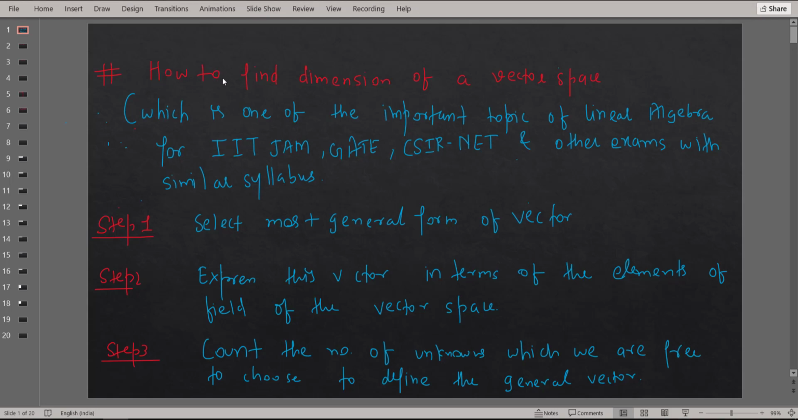Today we are going to discuss how to find the dimension of a vector space, which is one of the important topics of linear algebra for IIT JAM, GATE, CSIR NET and other exams with similar syllabus. There are a few steps to find the dimension of a vector space.